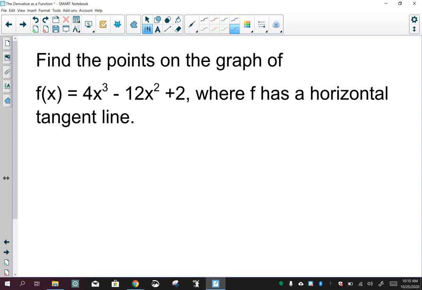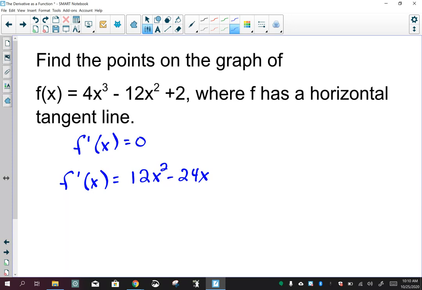All right, so now we're going to find the points of the graph where f of x equals 4x cubed minus 12x squared plus 2, where f has a horizontal tangent line. So what I'm looking for is when f prime is equal to 0. The first thing I need to do is take this derivative. When I do that, I get 12x squared minus 24x. Then I'm going to factor this out. So 12x, that leaves me with an x minus 2.